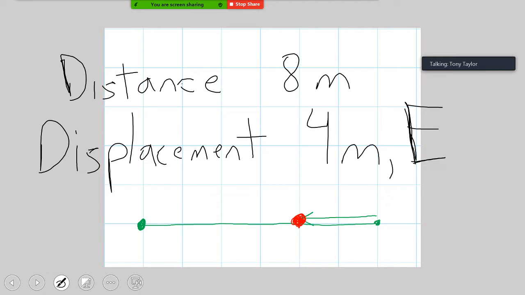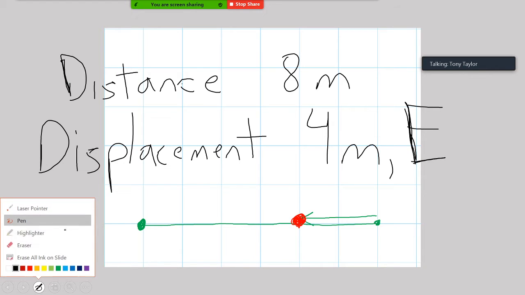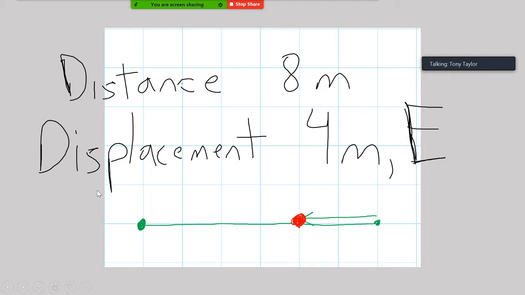So, guys, whenever we're talking about displacement, we have to also include direction as well. Because if you guys notice, displacement represents the exact distance between the starting point and the ending point. And notice my ending point was to the east of my starting point, so that's why I say that my displacement is 4 meters to the east. So hopefully everybody should see the difference between distance and displacement.